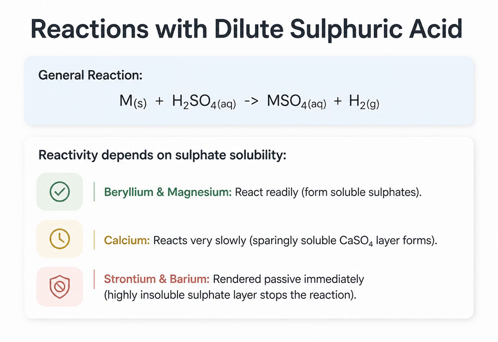Beryllium and magnesium react nicely because their resulting sulfates dissolve in the water, exposing fresh metal. But as we move down the group, the sulfates become less soluble. Calcium reacts very slowly because calcium sulfate is only sparingly soluble. Strontium and barium are immediately rendered passive. The moment the acid touches them, an impenetrable layer of insoluble sulfate forms on the surface, completely halting the reaction.